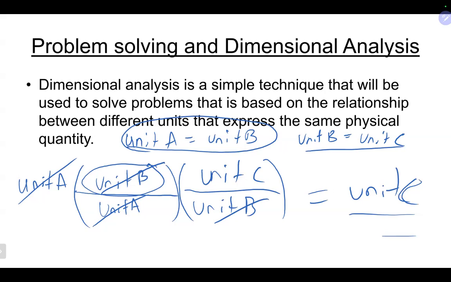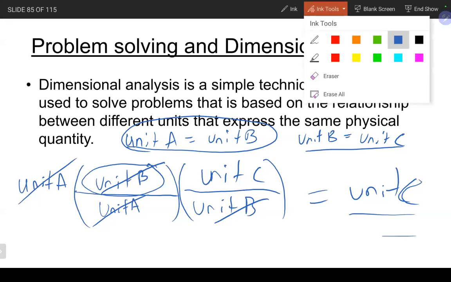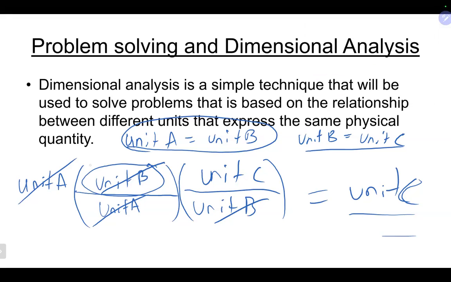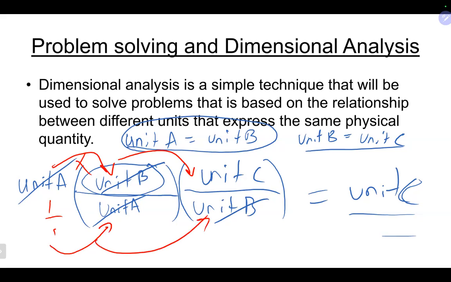By setting this up this way, you can see all the units. You can also understand, should you be multiplying, should you be dividing? Once again, we are multiplying everything that's up on top, and we're coming back and dividing by everything that's on the bottom. That's basically what we do.